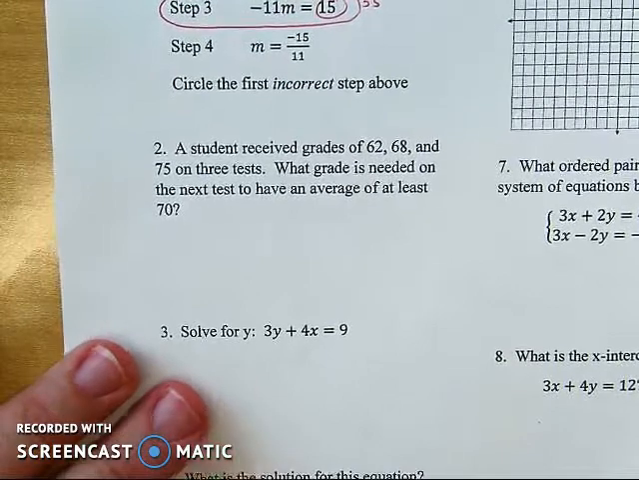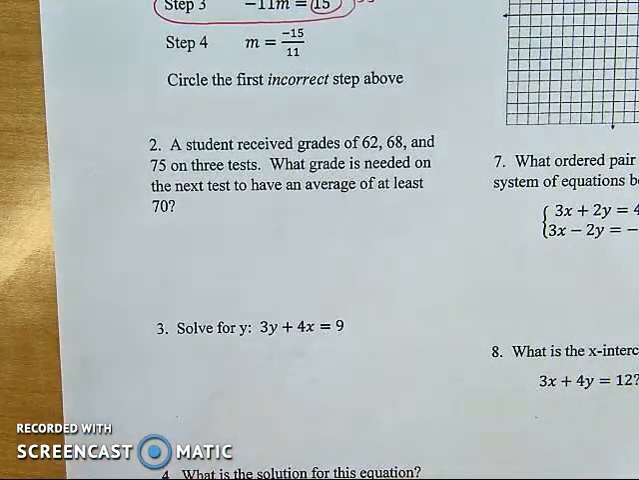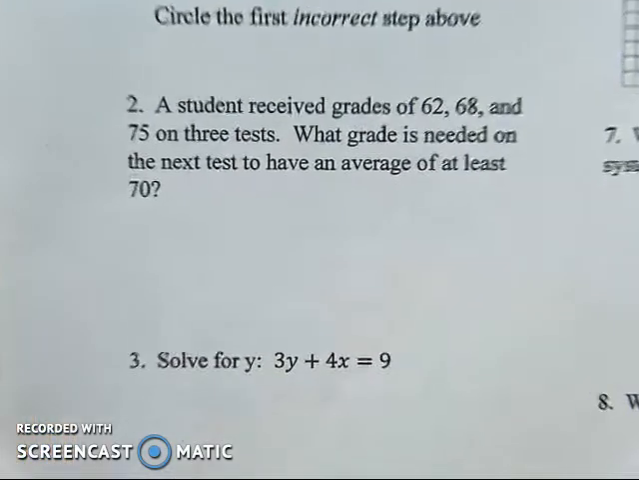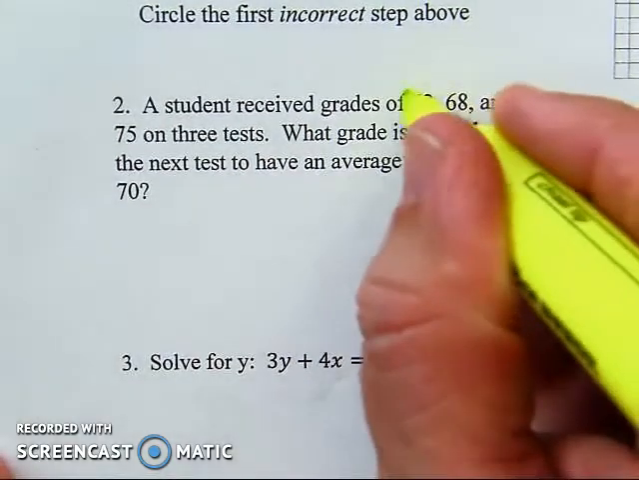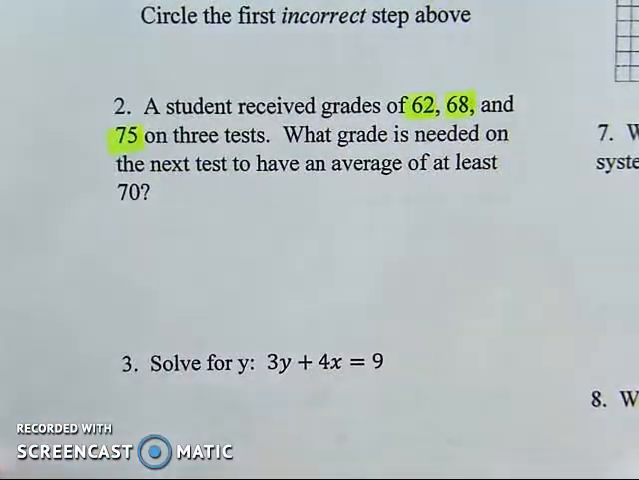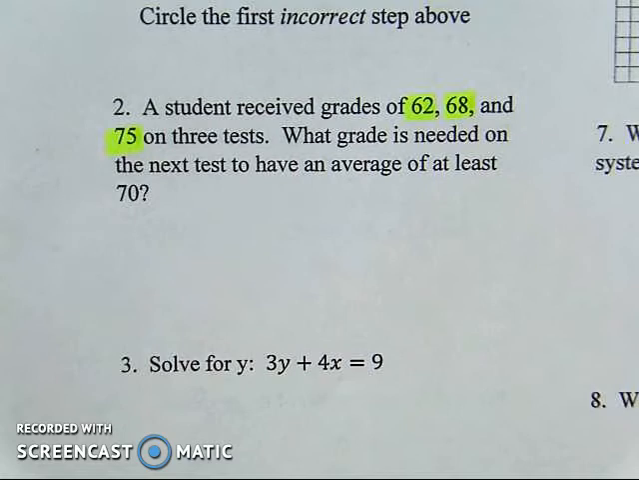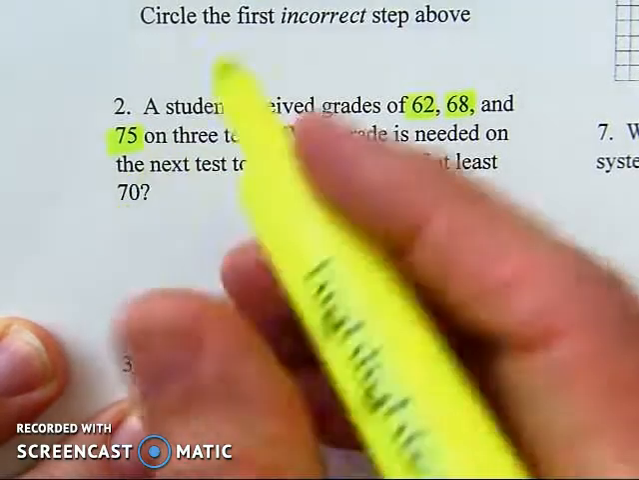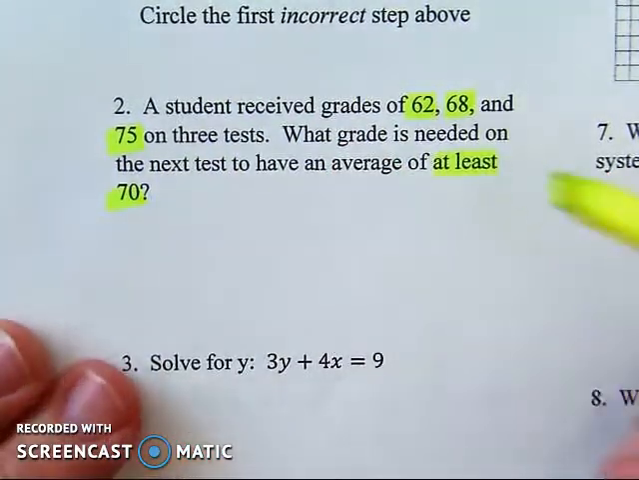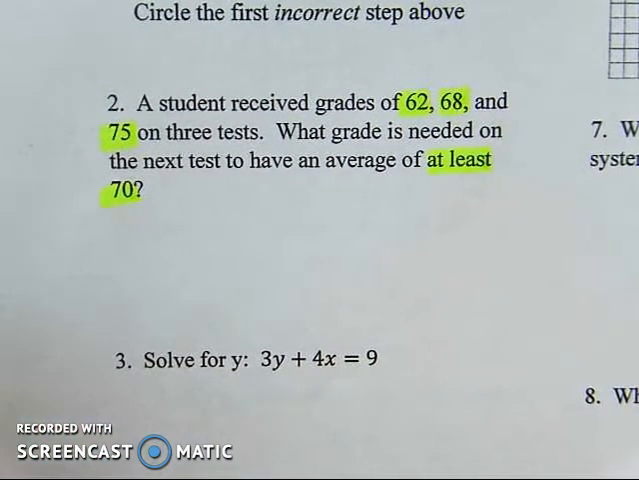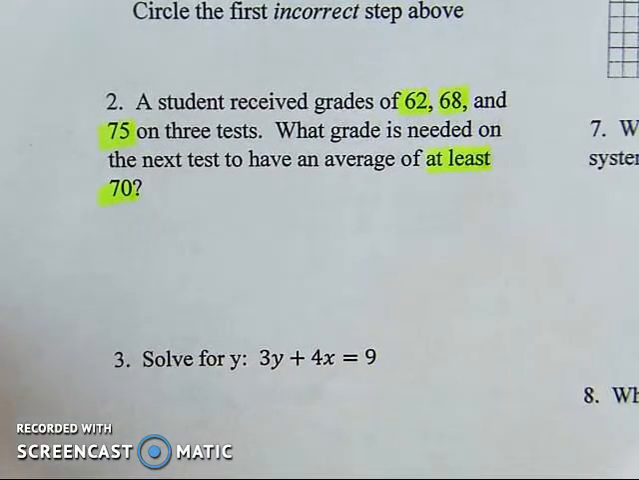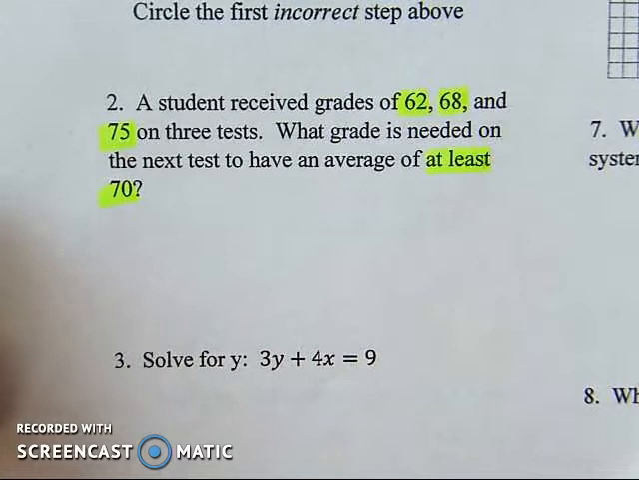Number 2 has a student that has received 3 scores so far. I'm going to zoom in just a little bit more. So you can see the scores are 62, 68, and 75. I'm going to go ahead and highlight those on 3 different tests, and the goal is to get an average of 70, or actually at least 70. So we have to figure out what we need to get on the next test to bring that average to 70, or we don't even really know what the average is right now.